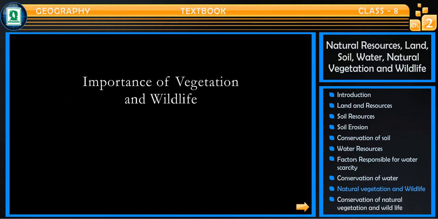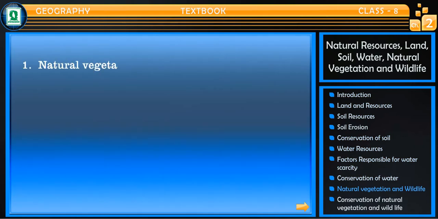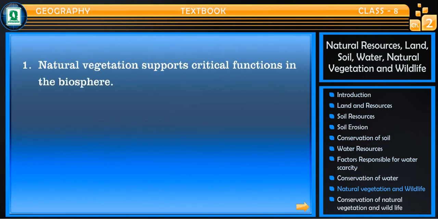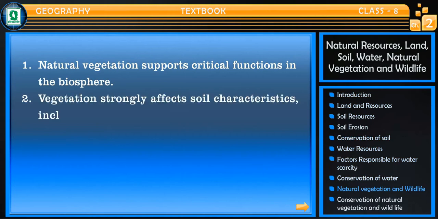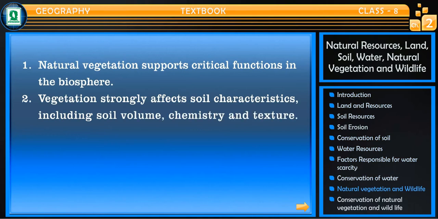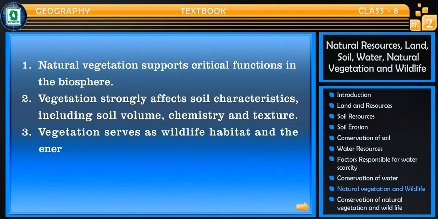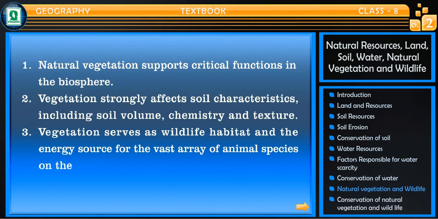Importance of vegetation and wildlife. Natural vegetation supports critical functions in the biosphere. Vegetation strongly affects soil characteristics including soil volume, chemistry, and texture. Vegetation serves as wildlife habitat and the energy source for the vast array of animal species on the planet.